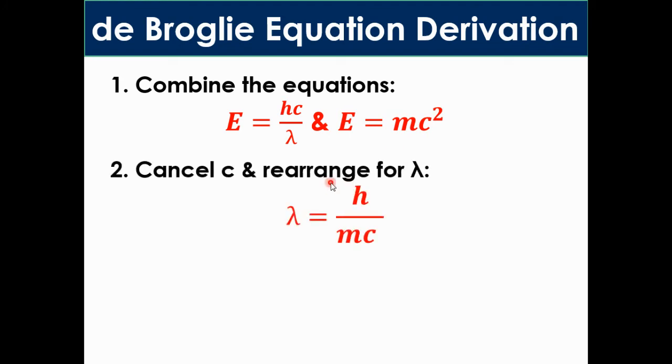We combine them. c, the speed of light, cancels. And we rearrange then for wavelength. So we get this relationship. Wavelength is Planck's constant over m times the speed of light.